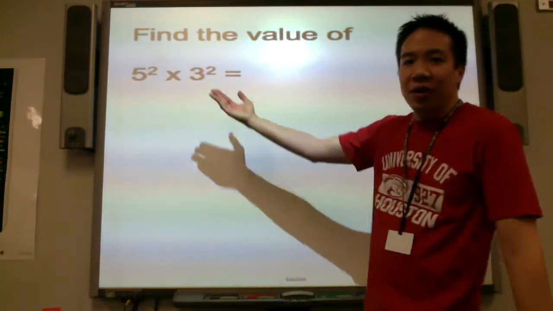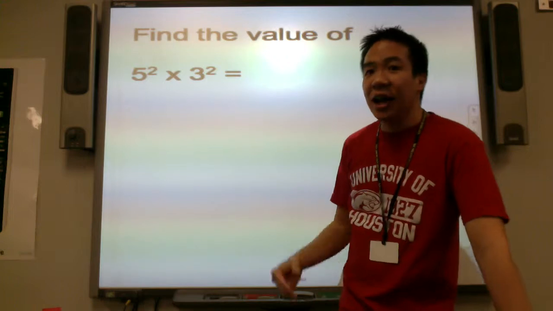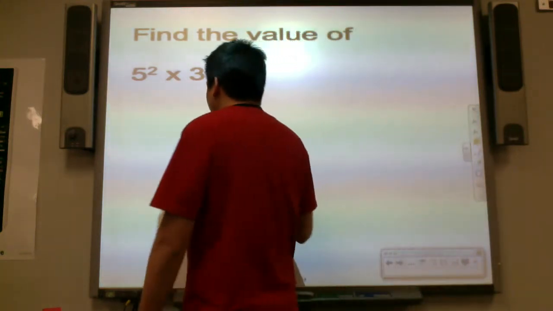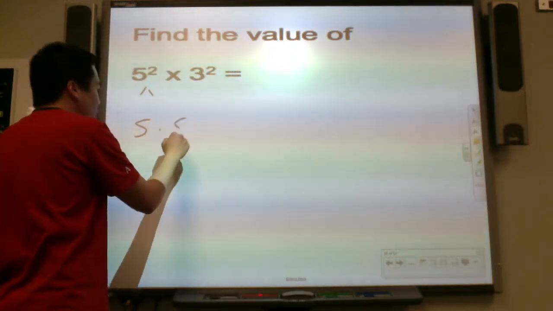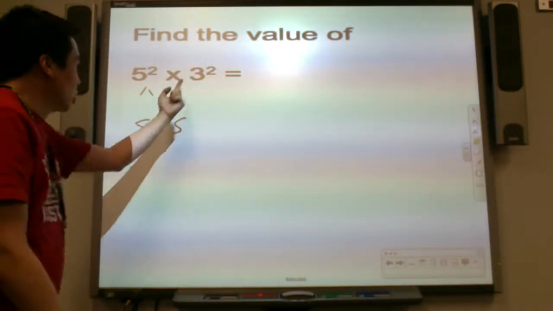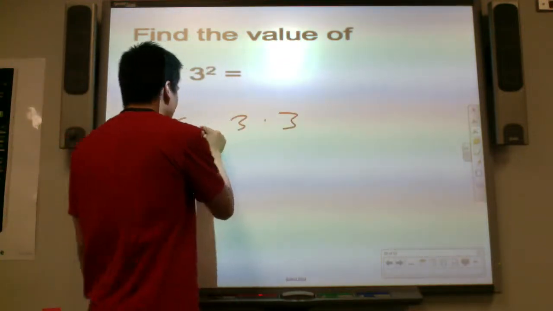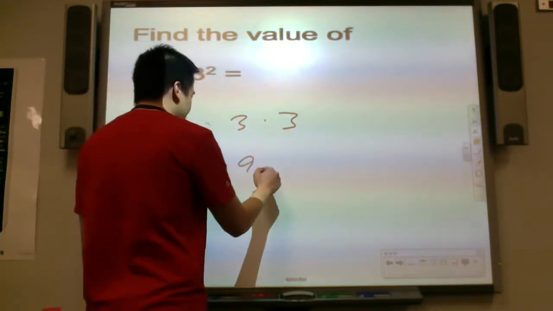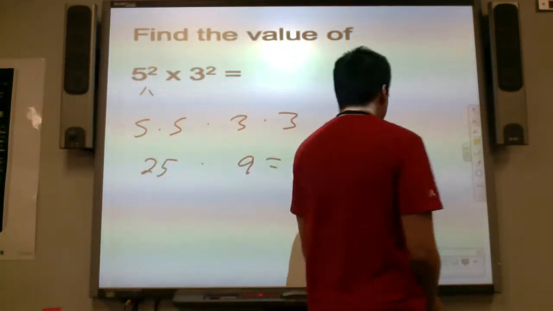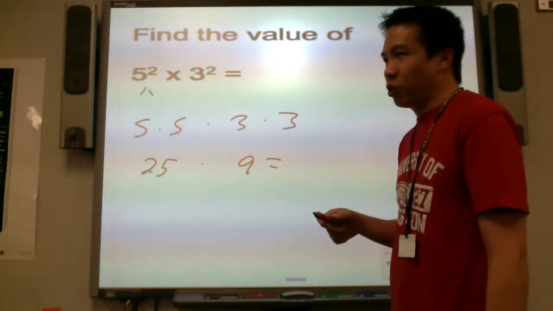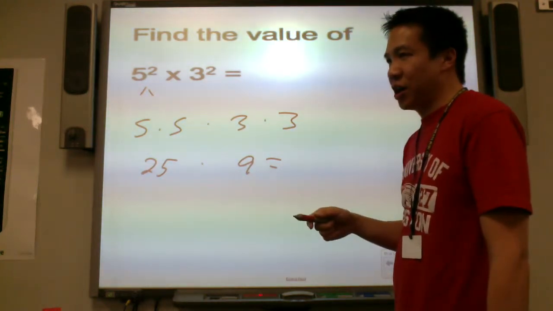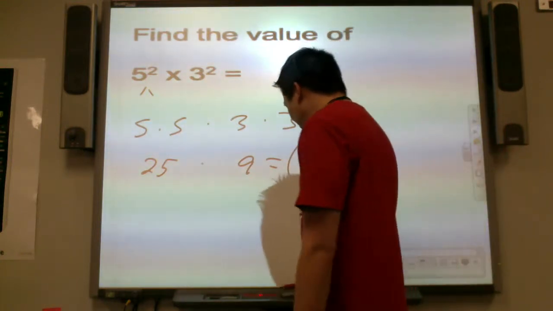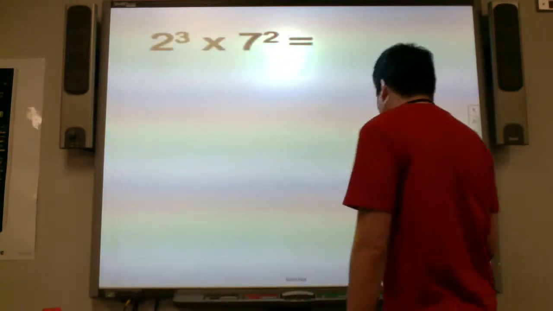So let's try a couple more in case you are still having a little difficulty. What happens if they give you exponents like this one? Can you generate another expression of this? Can you find a number for it? So 5 squared: you write the base 5 twice. You write the base 3 twice. So what is 5 times 5? 25. What is 3 times 3? 9. What's 9 groups of 25? Let's see. 4 groups of 25 is 100. Another 4 is 100. That's 200. 225 is it.